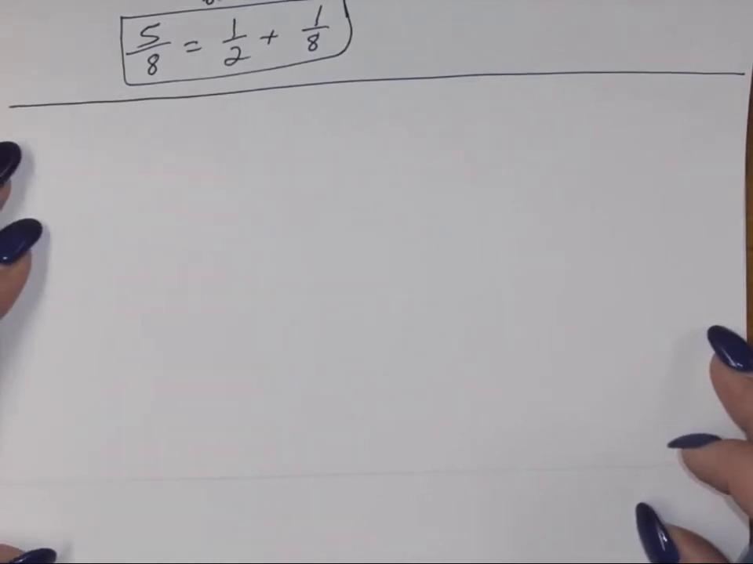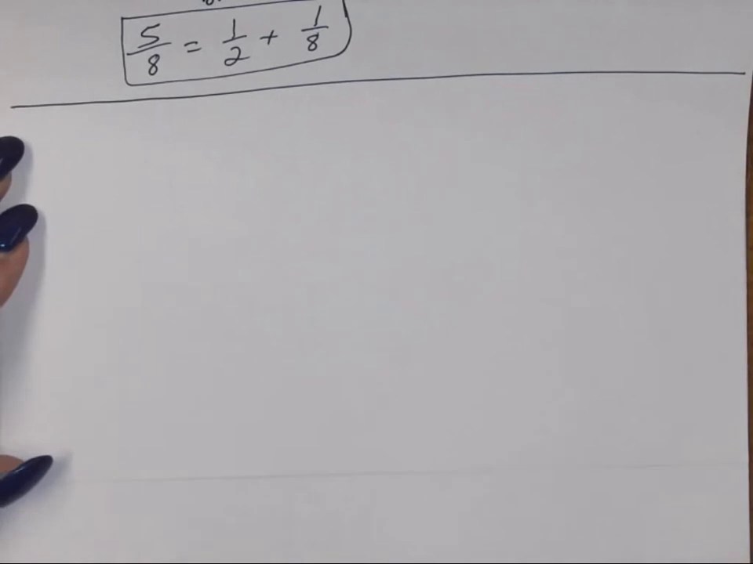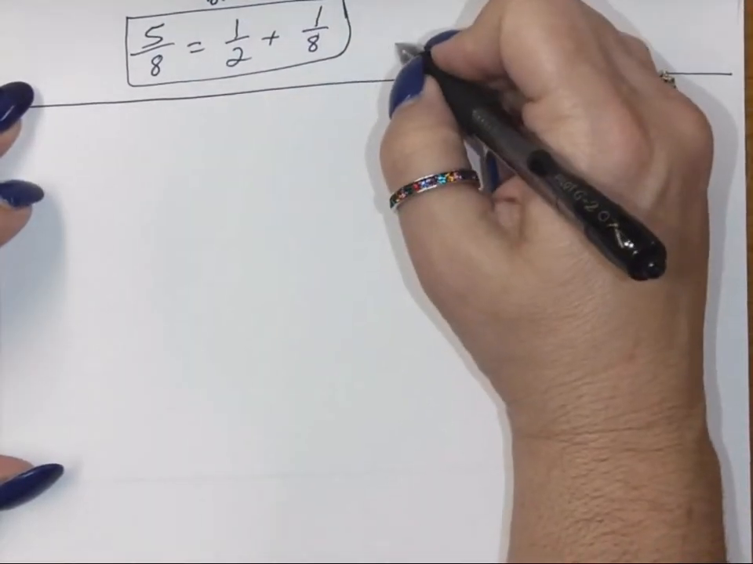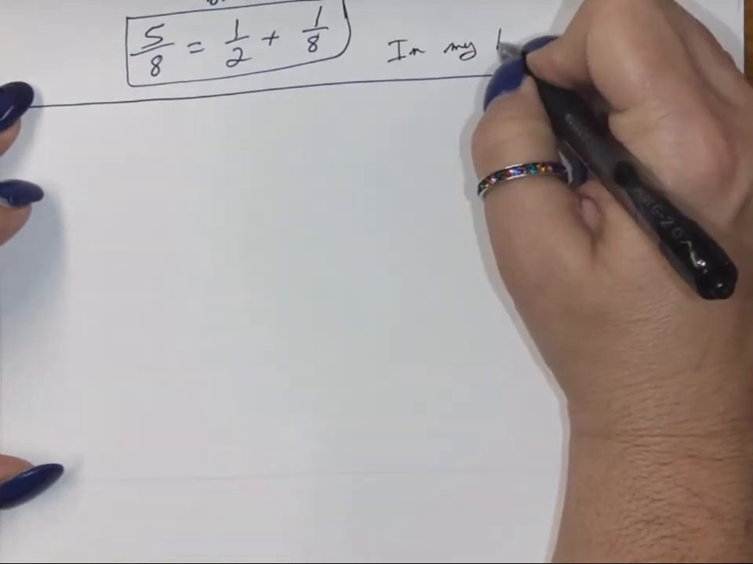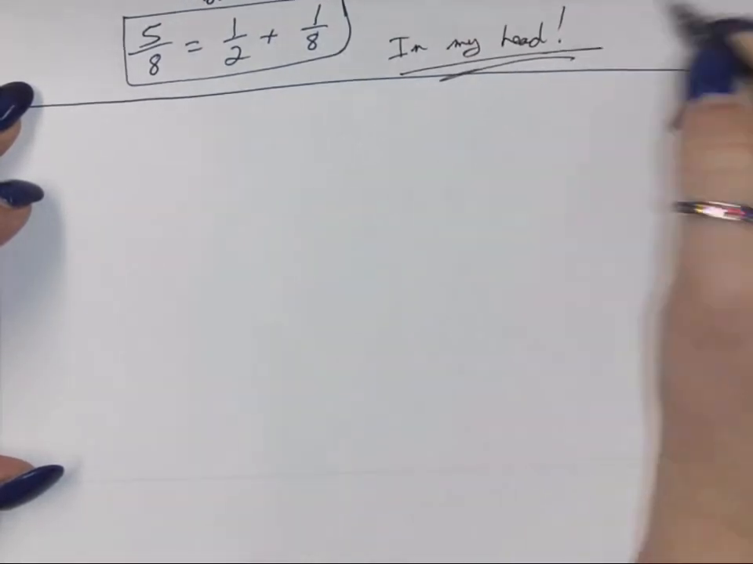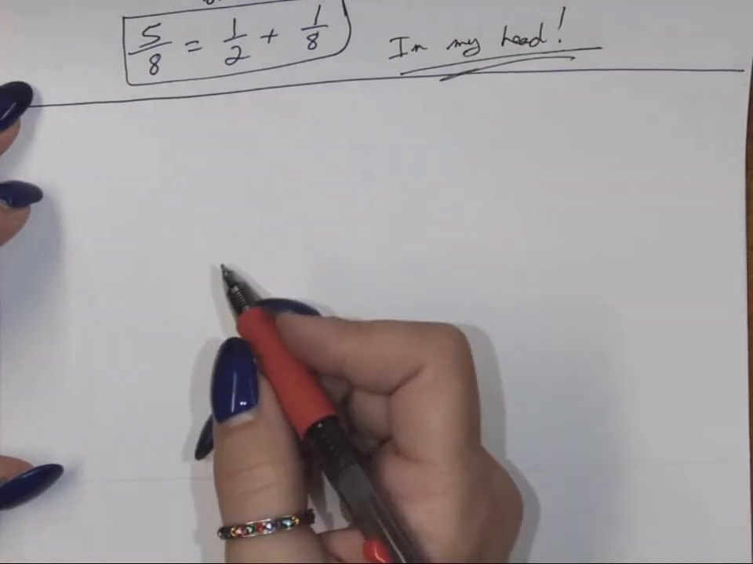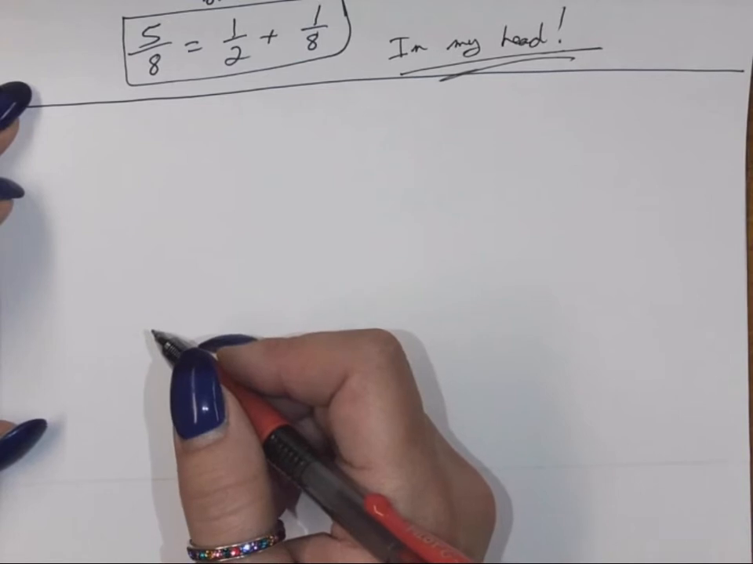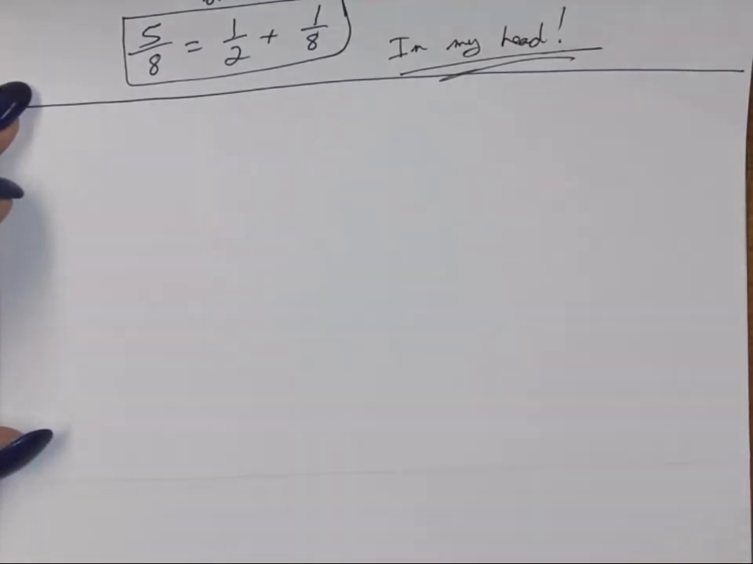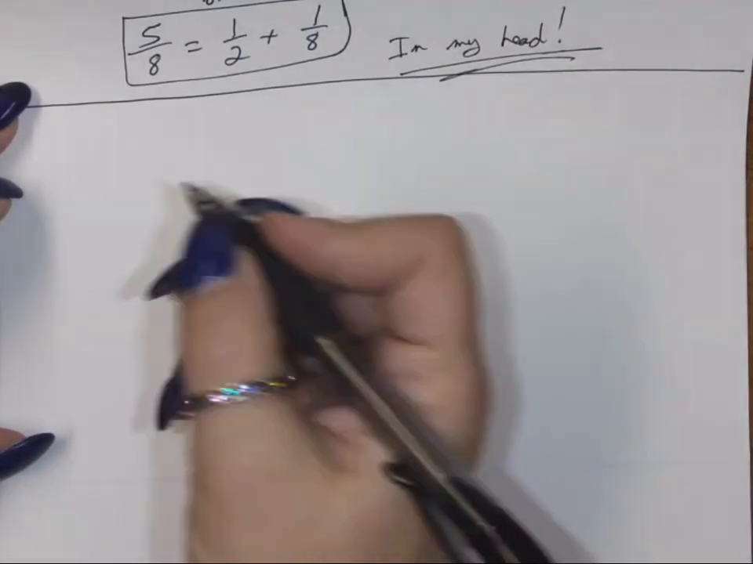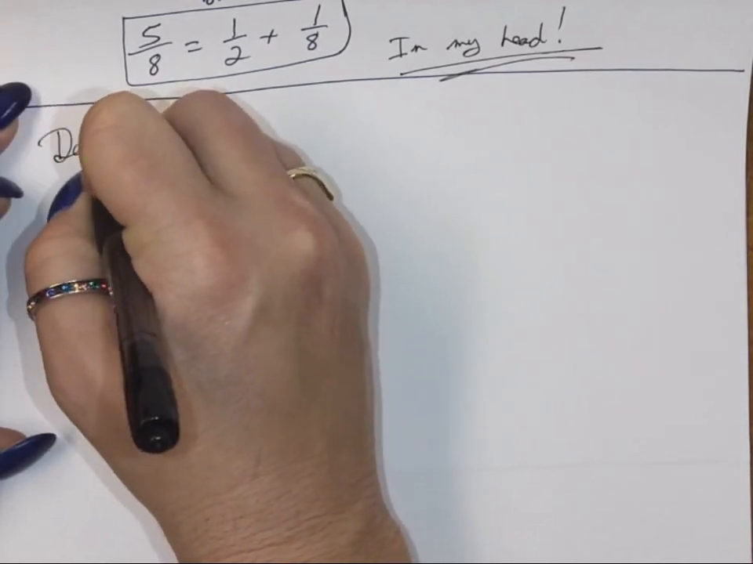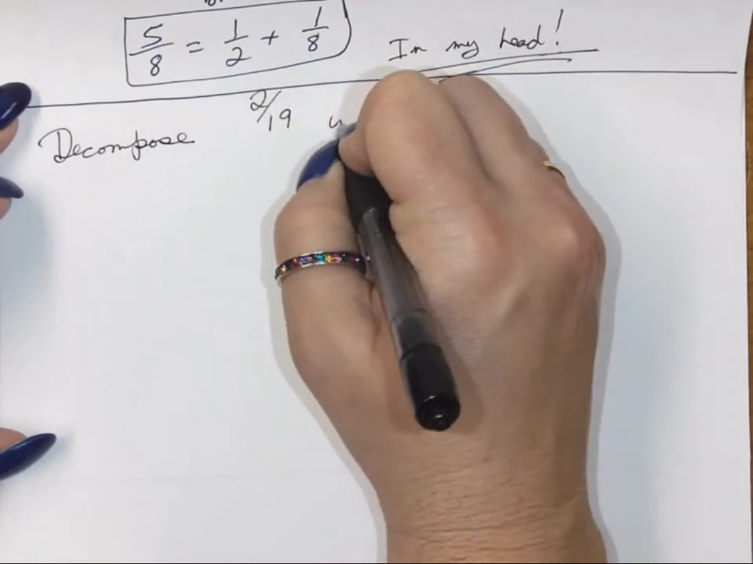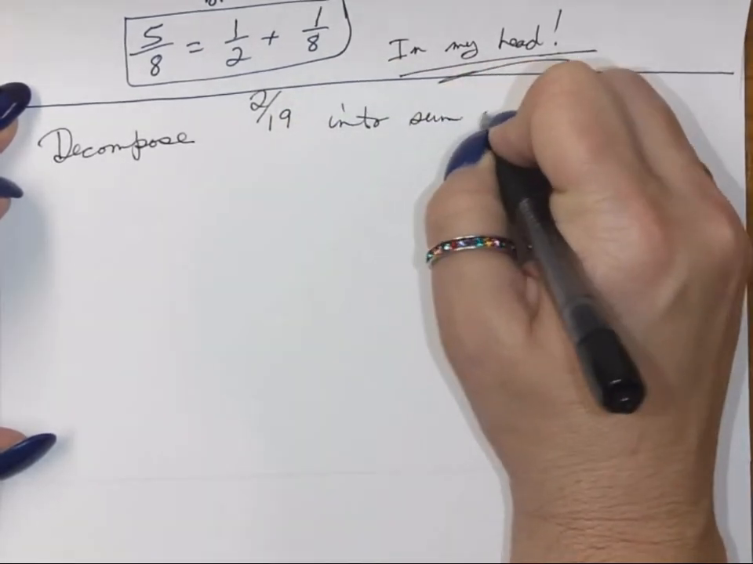All right, no worries. So here's the problem. That one right there was super easy, right? I did that in my head. Yay. Because I knew that 4/8 comes out of 5/8 and that 4/8 is 1/2, because those were, in my head, pretty easy fractions to work with, right? But that's not always the case, unfortunately. So here's one that's not quite so nice. Decompose 2/19 into the sum of unit fractions.